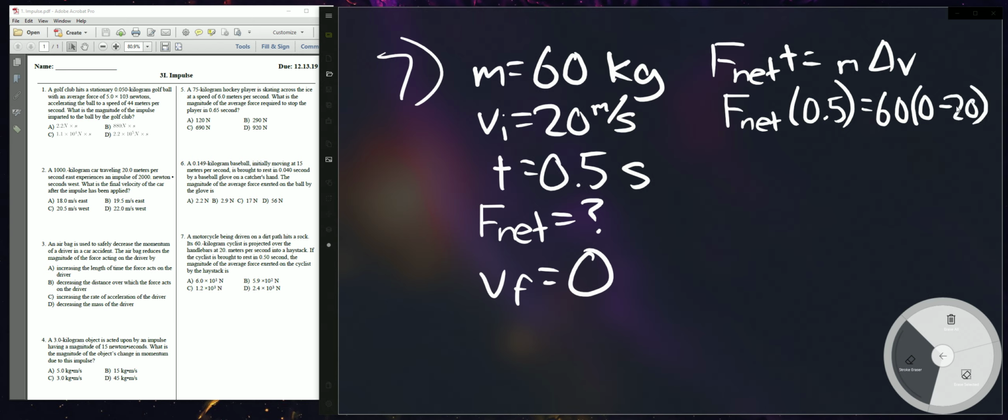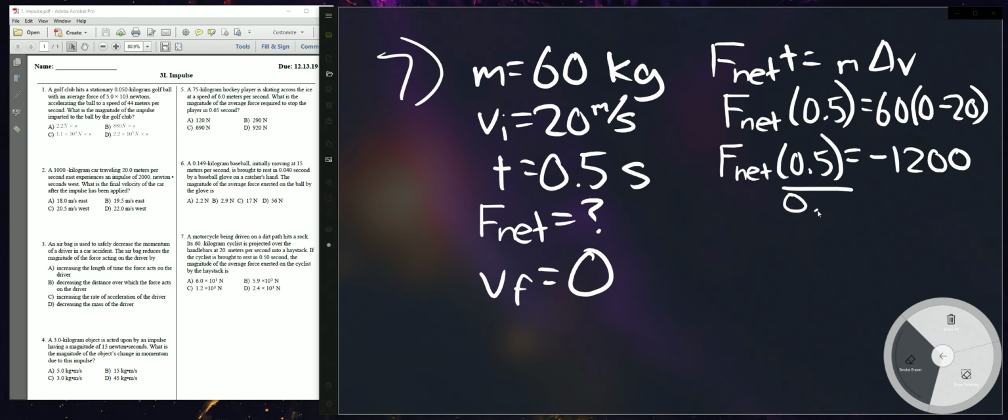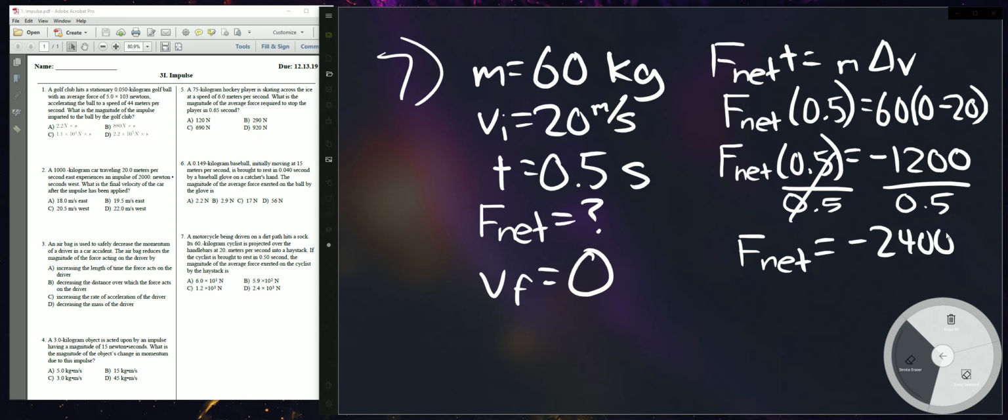If you're not sure how I got this, delta V is VF minus VI. So VF is 0, VI is negative 20. I mean, not negative 20, it's just 20. 60 times negative 20 is negative 1200. So that's your net force.